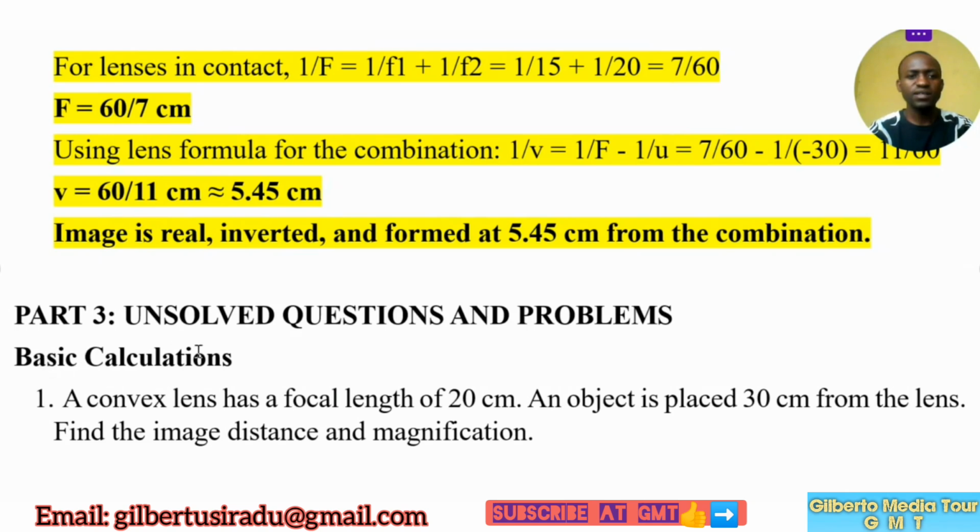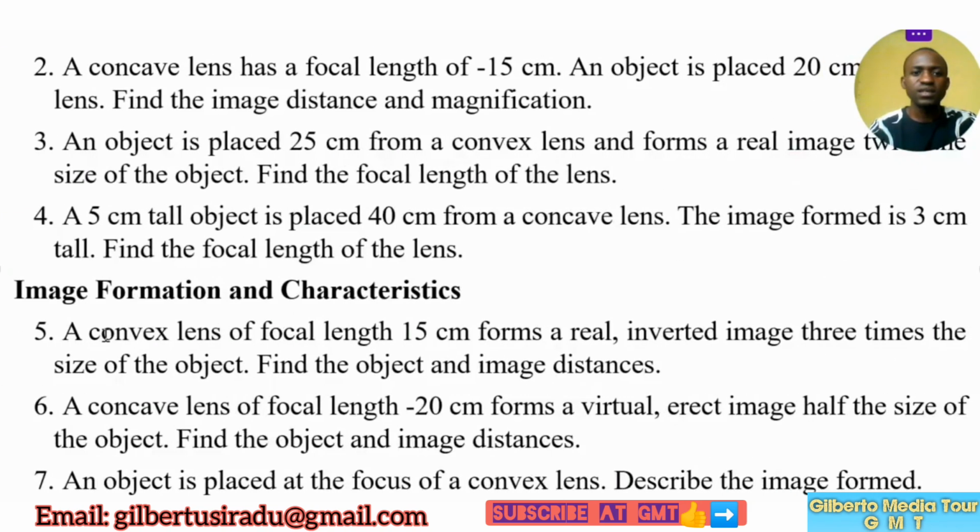Question 1, part 1, question number. The first part is about basic questions. These basic questions will help us to find the relevant information for basics about these lenses. The other question, question number 5, is image formation and the characteristic.